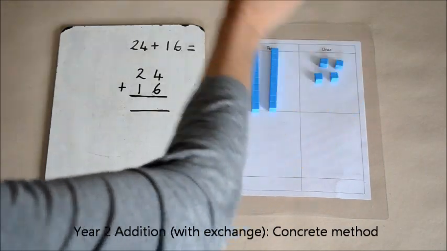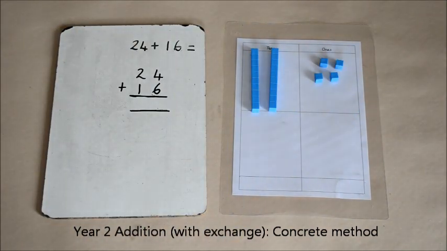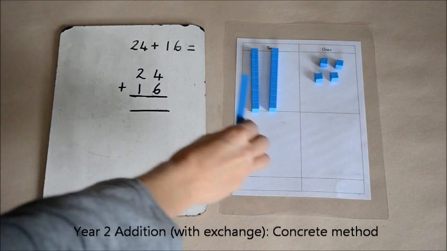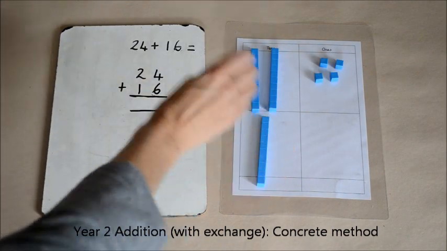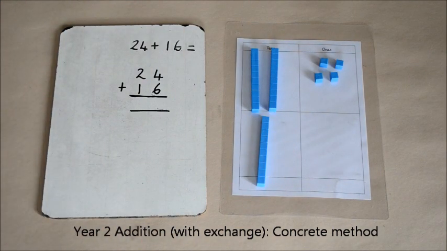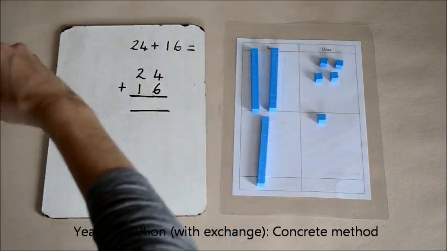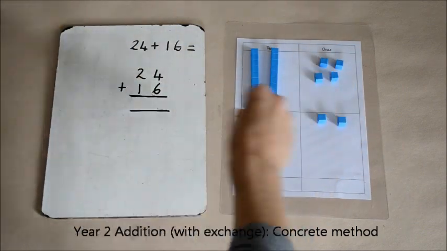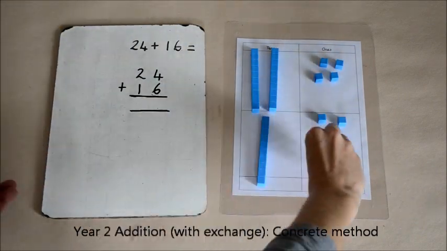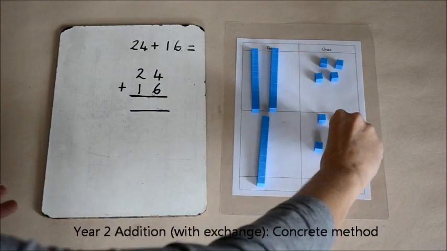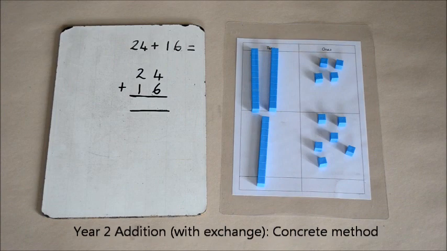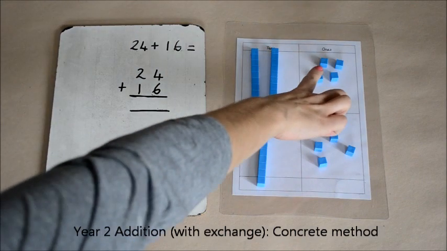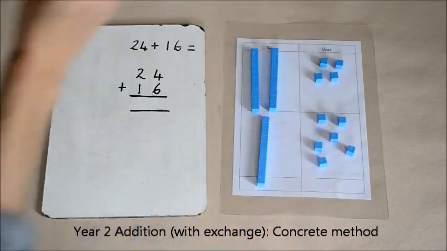Now we're going to repeat this with 16. We partition it into its tens and ones. We place 1 ten under the tens column underneath 20, and we put 6 ones in the ones column. Both numbers need to be aligned and under each other in the right columns.